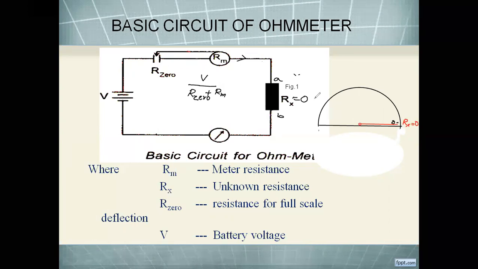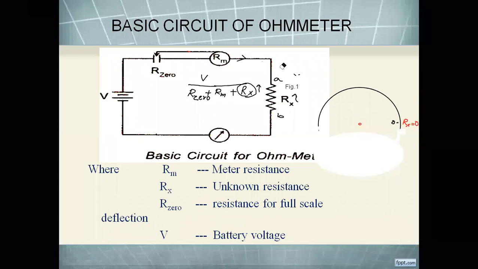Now what happens if you increase the resistance value? Now I'm trying to increase the resistance value. Then if Rx is increasing, our total current is going to be like this. So this value is also increasing. The denominator is increasing, so the whole simplified answer of current will get reduced. As current is getting reduced, the pointer will move towards the left side because current magnitude is getting reduced.